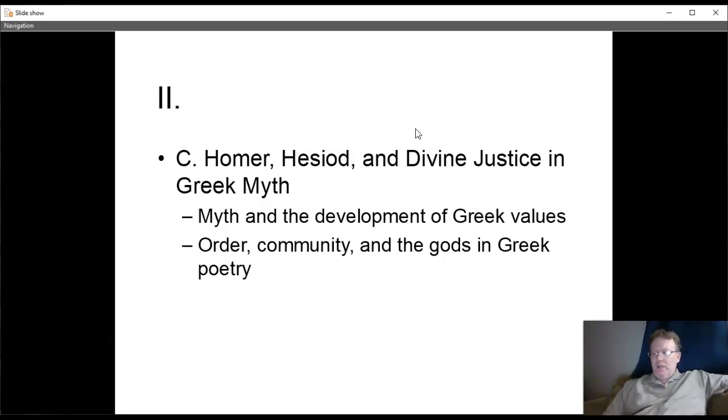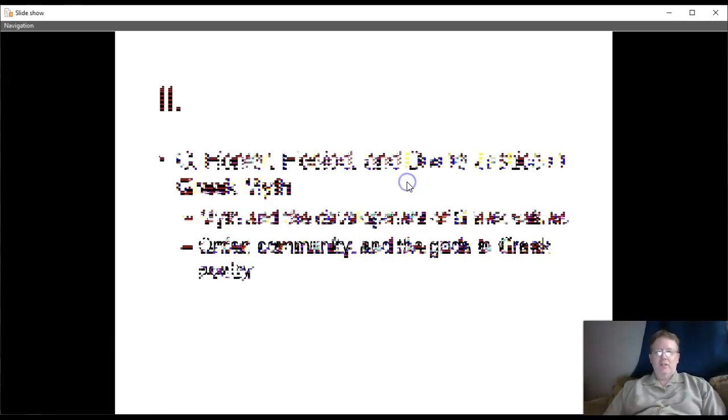Quite interesting stuff. Now, Hesiod wrote this Theogony. Do I have it on here? Let's see if I have it.